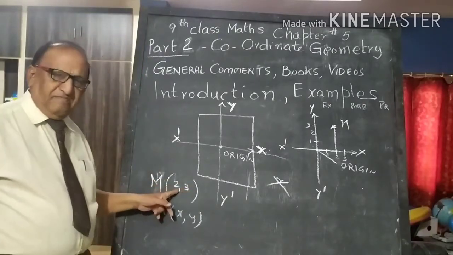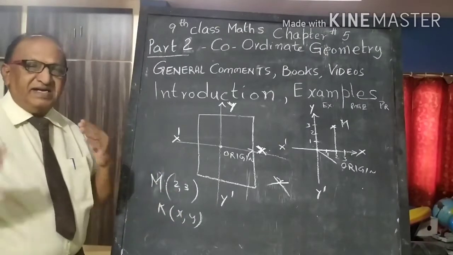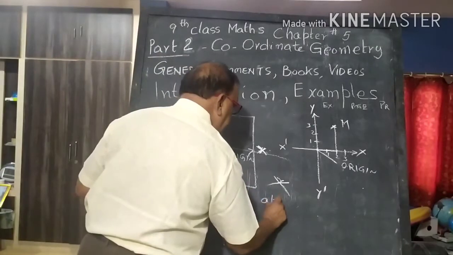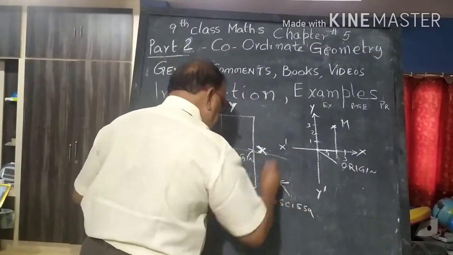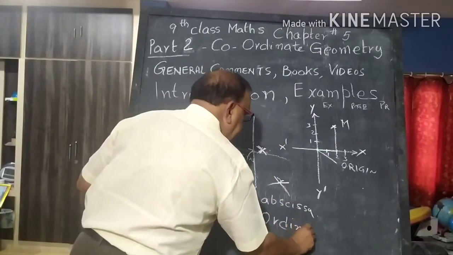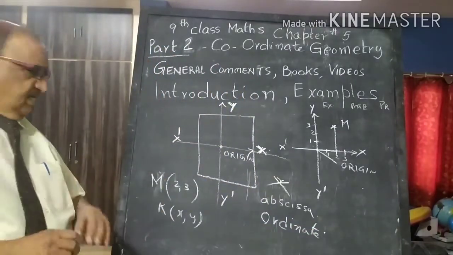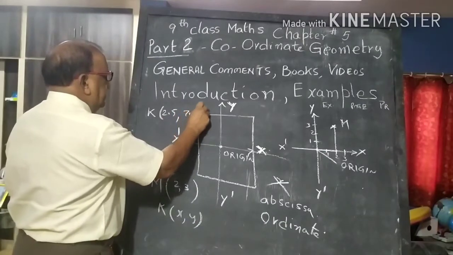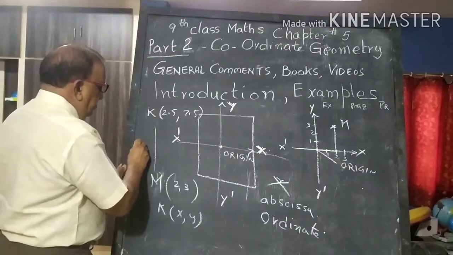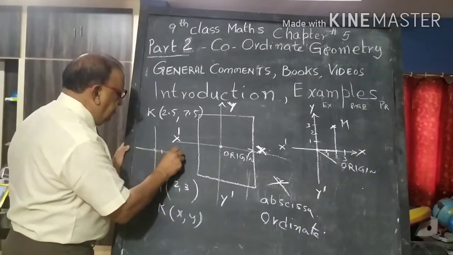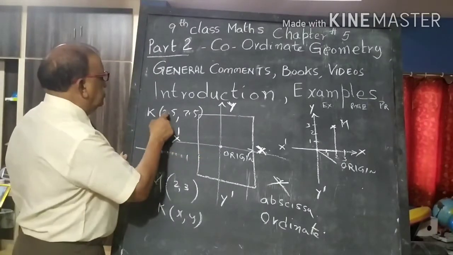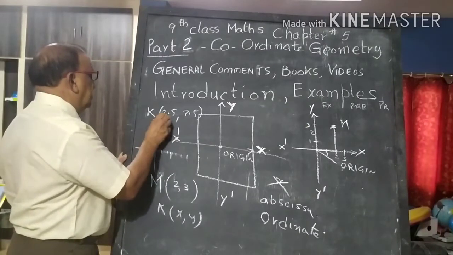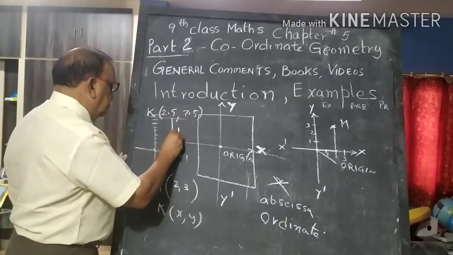So for M (2, 3), the first number represents the abscissa, the x coordinate. The second number represents the y coordinate, also called the ordinate. Abscissa, A-B-S-C-I-S-S-A, and the y coordinate is the ordinate, O-R-D-I-N-A-T-E. Okay? Alright, abscissa and ordinate. So, if you say K (2.5, 7.5), let us say, if you draw two lines like this, there are 1, 2, 3, 4, 5, 6, 7 like that, and here similarly 1, 2, 3, 4, 5. This is 2.5, that means 2, then halfway to 3. And 1, 2, 3, 4, 5, 6, 7, 8, so there is 7.5. So this is your point K.